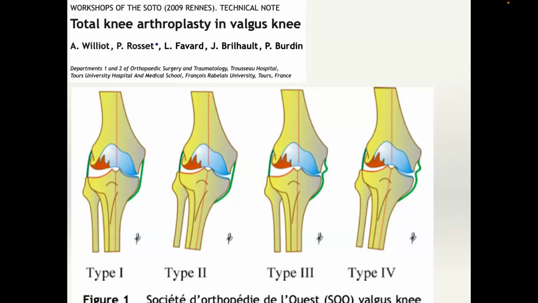Type 2 is totally or partially irreducible, but without medial laxity, and it's the most frequent; it requires lateral release. Type 3 is reducible, but with medial distension laxity and may require management of the medial laxity, which should be repaired. Then type 4 is irreducible with medial distension laxity, so it may include both type 2 and 3.